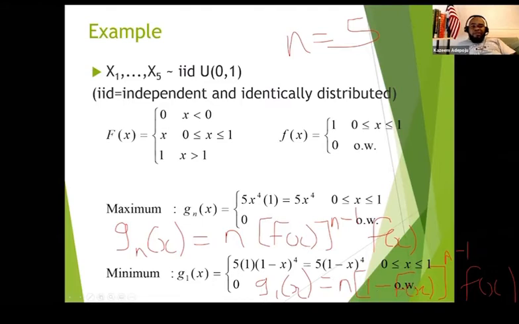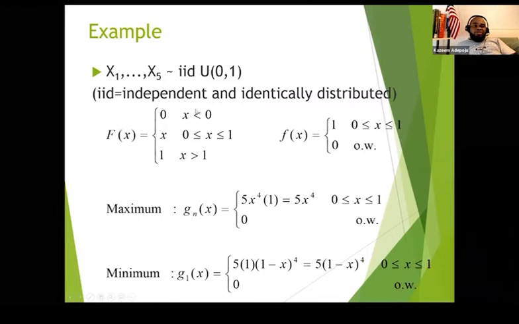Then 1 minus F of x. What is F of x? An uppercase F. That is x. So it's going to be 1 minus x, then raised to power 5 minus 1. That's going to be 4. You plug in f of x, then you have 1. So that was how we got this, with the range. What I've done now, using the information here, is derive the PDF of the maximum and the PDF of the minimum.